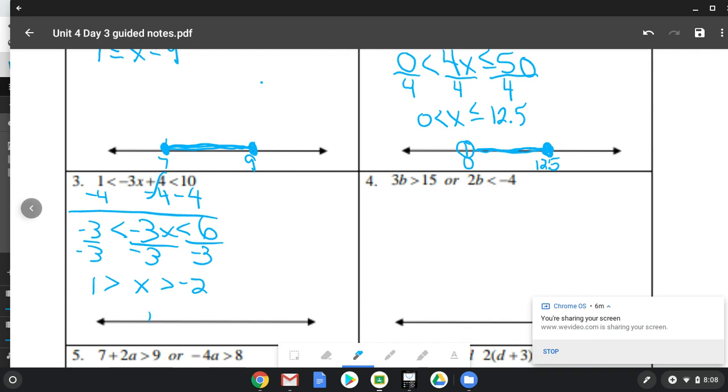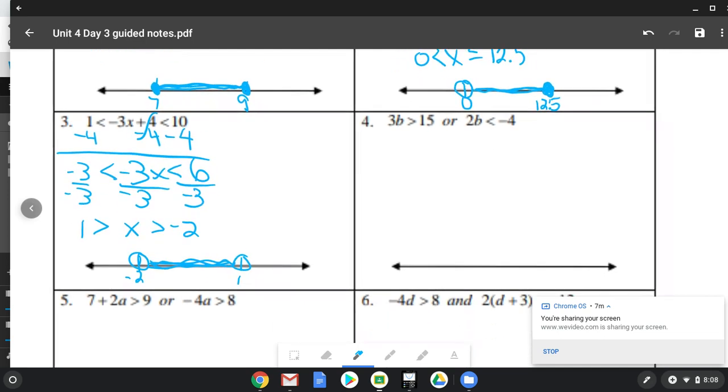So I know that negative 2 is smaller, so that goes in the left. 1 is the bigger one, goes in the right. They're both open circles according to their inequalities. And because x is in the middle, I know it's shaded in the middle every time. So that's number 3. Number 4 has a word in between.